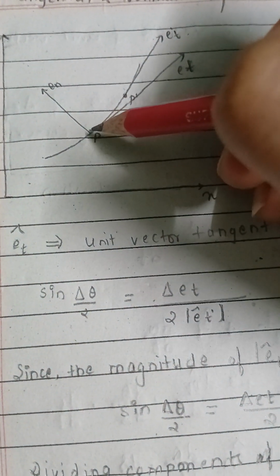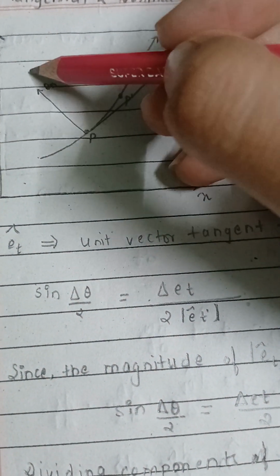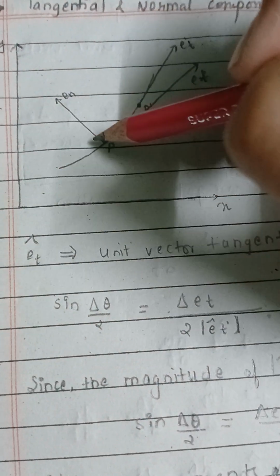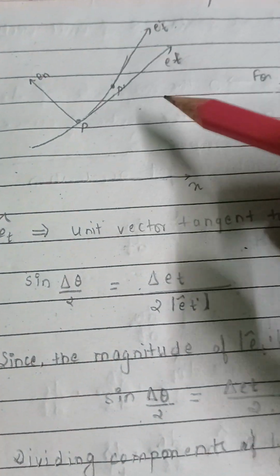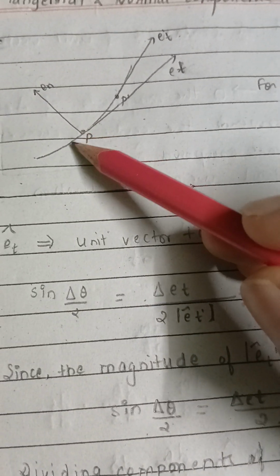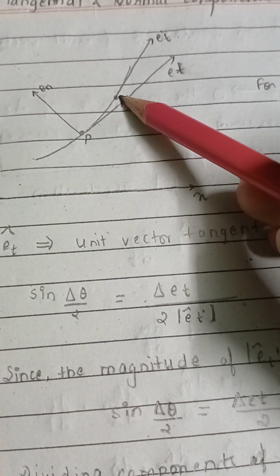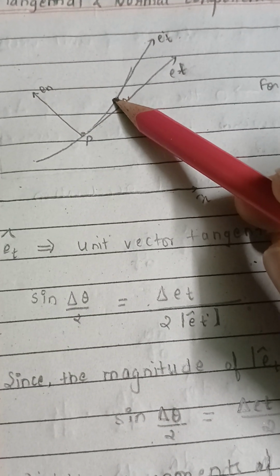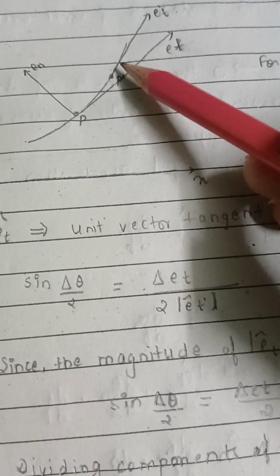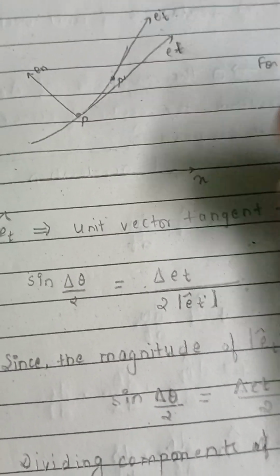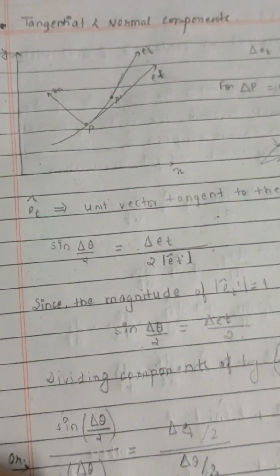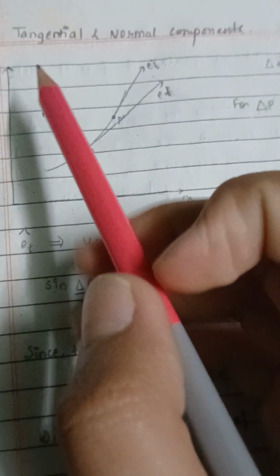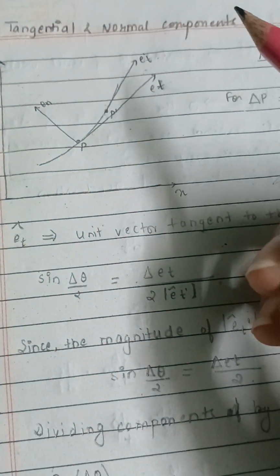Then it would also have one normal component directed towards the center of this curvilinear motion, which is denoted by vector En. When the particle moves along this curve, it also reaches point P dash at a certain time, and therefore it will have another vector defining it known as Et dash. Now let us try to derive the relation for acceleration and velocity for tangential and normal components.